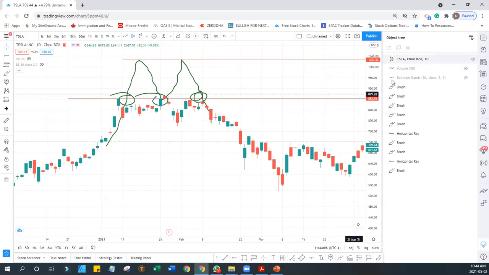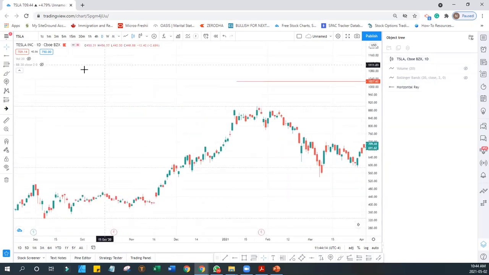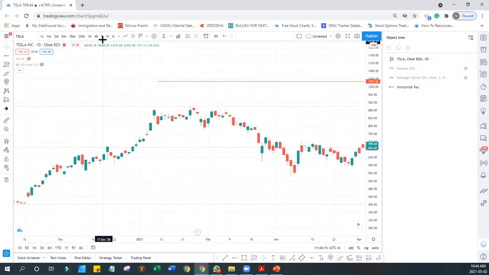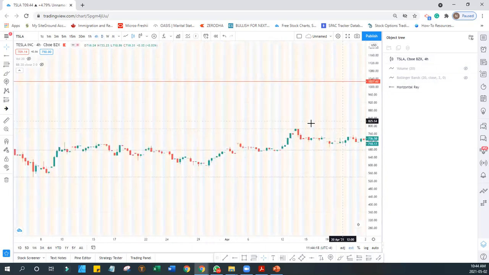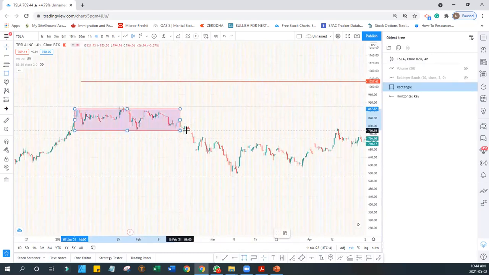So this is the bigger time frame. Let's go to the smaller time frame with the Tesla, as this is the favorite for everybody in the market. This is like an hour. Let me go to the 4-hour time frame. Now, this is called what you call the distribution phase.